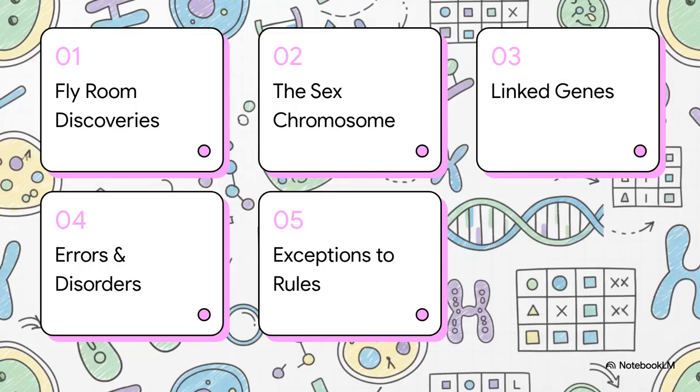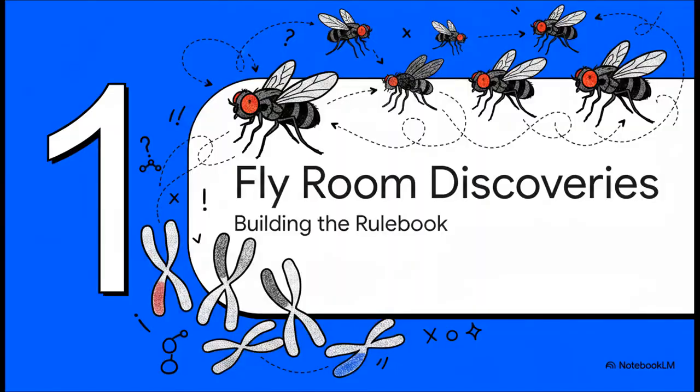So, to make this dense information super digestible for our 10-minute lecture today, we're going to break things down into 5 key sections. 1. The fly room discoveries. 2. The sex chromosome factor. 3. Linked genes and recombination. 4. Chromosome errors and disorders. And 5. Exceptions to the rules. We're essentially tracking how these rules were written, their specific nuances, and then what goes completely wrong when they break down.